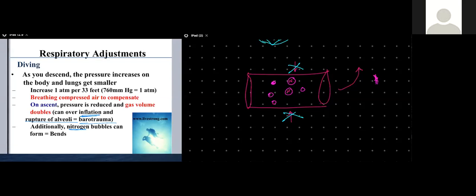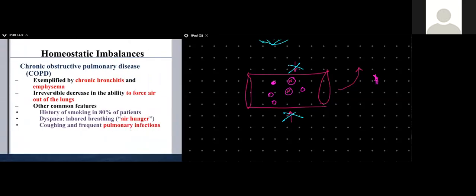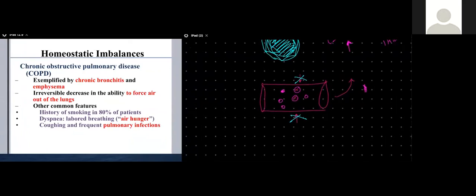All right. Moving on to homeostatic imbalances, but let's have a break for 10 before we move on to the homeostatic imbalances. Again, after break, we're going to be reviewing the diagrams, which are important for us for the upcoming lab exam.